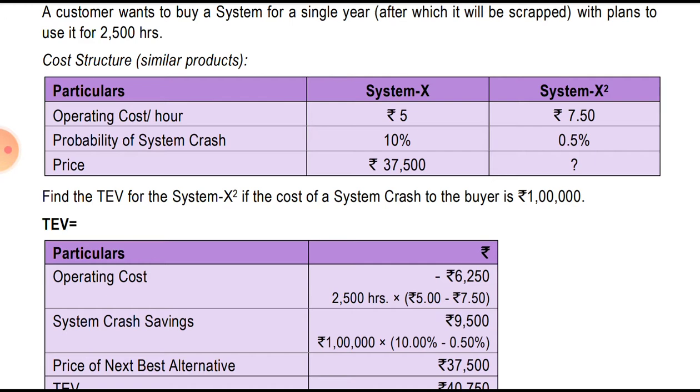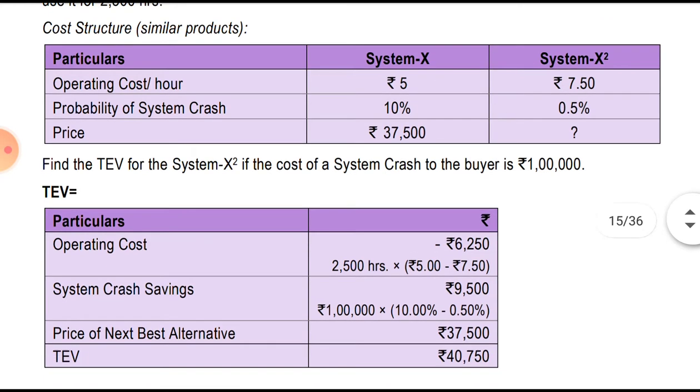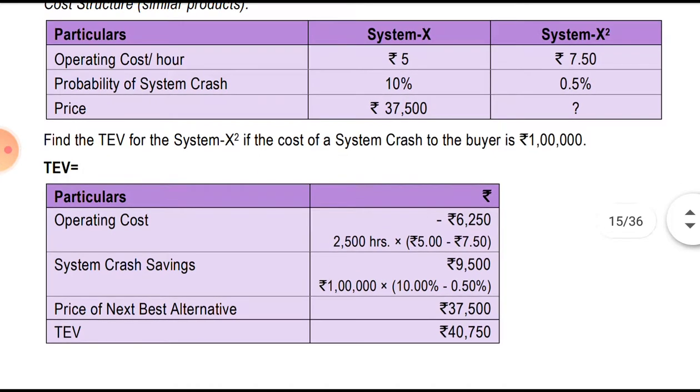So we can see that operating cost is increasing, but the probability of crash is better, that is very nice. From 10 it has been reduced to 0.5, and the price is unknown, so we have to calculate the price. That will be the true economic value. The formula is: true economic value is the price of the next best alternative. The price of the next best alternative is system X, that is 37,500, which we will take into consideration. You can look into the table below, the third row, 37,500.